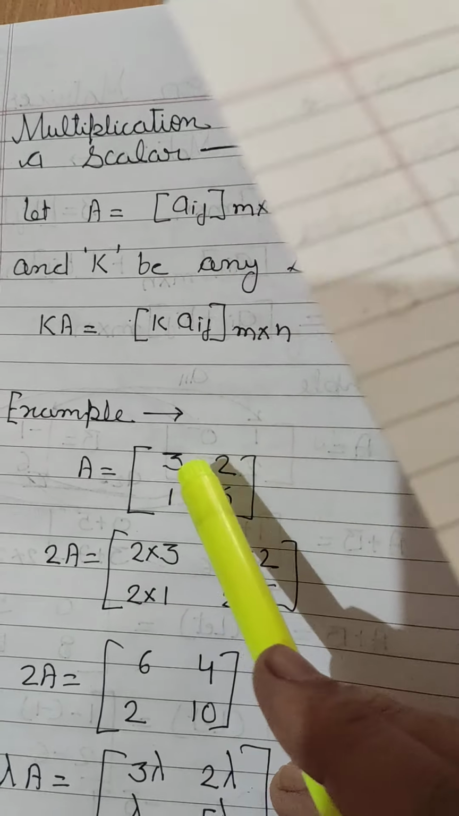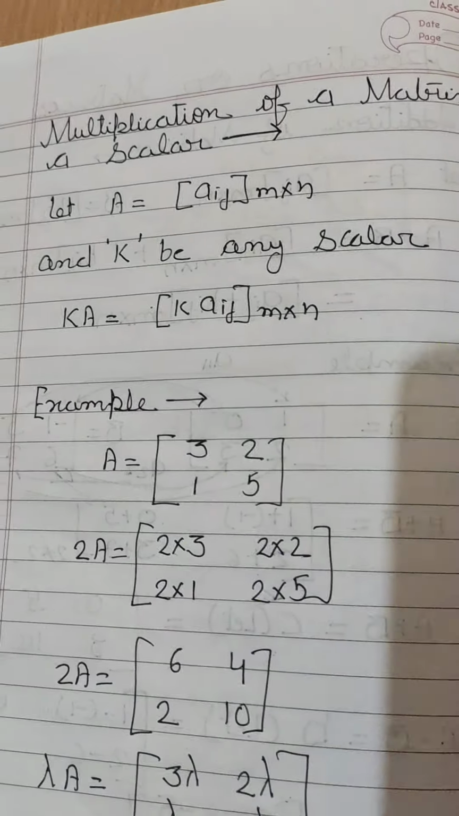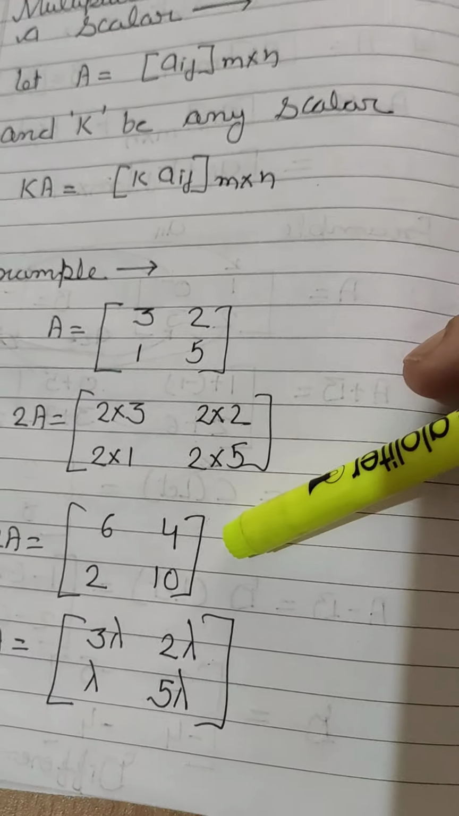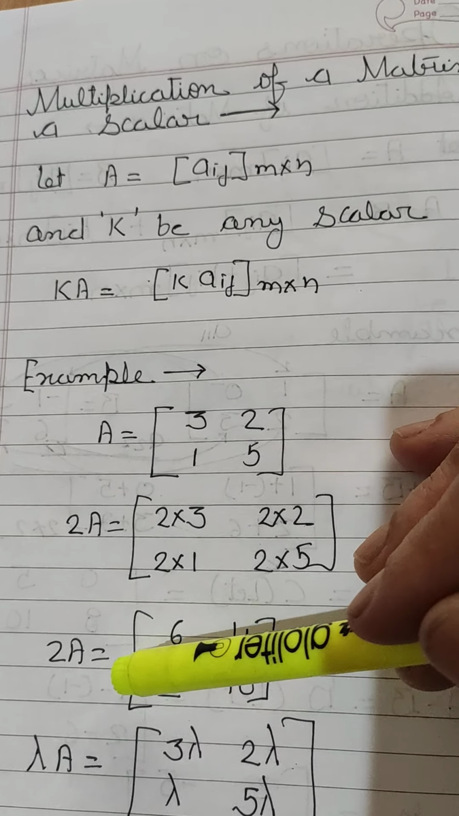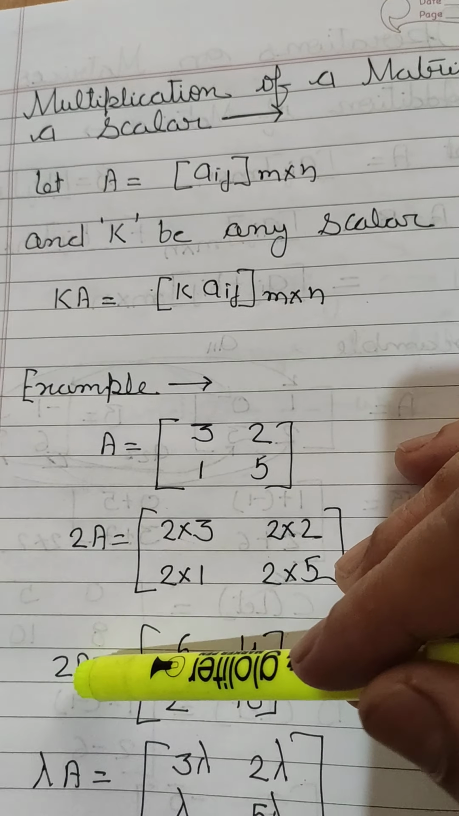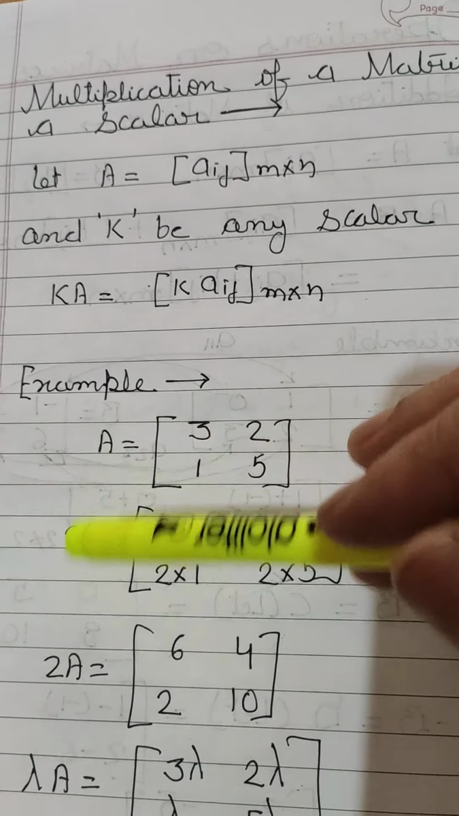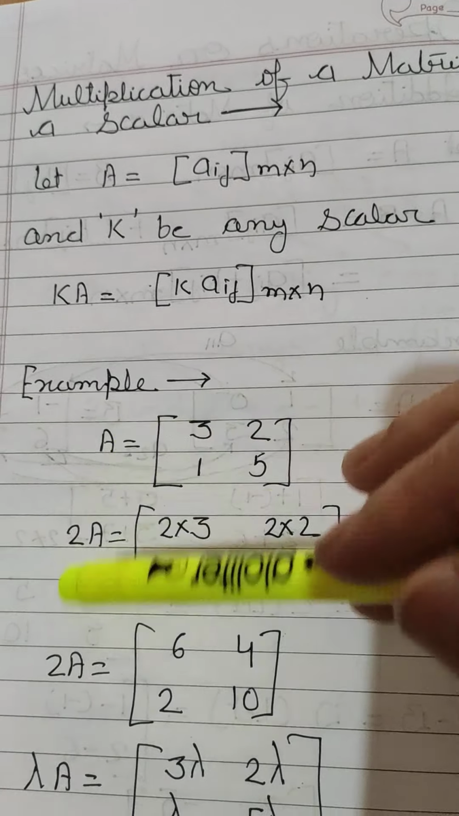2 multiplied by 3, 2 multiplied by 2, 2 multiplied by 1, 2 multiplied by 5. Simplified, so this is the result, and this is the matrix 2A, that is matrix A multiplied by a scalar 2. If in matrix A we are multiplying by a scalar lambda, how will we get it? Please see, by lambda we are multiplying lambda.